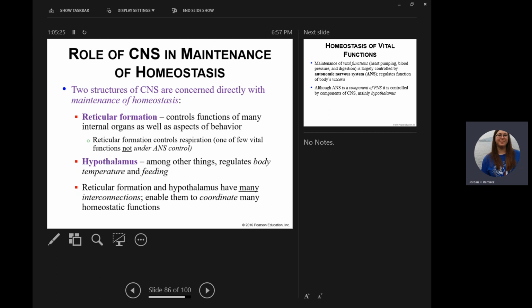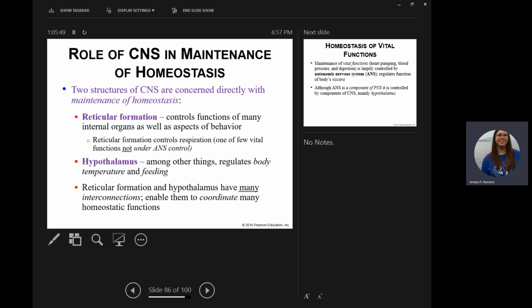I've lost my train of thought. Brainstem. There we go. The reticular formation is a portion of our brainstem. Remember that. I've done too much talking. So remember, this is going to be controlling our respiration, our heart rate, those vital autonomic functions.